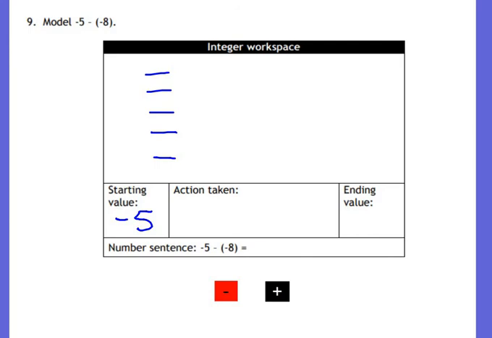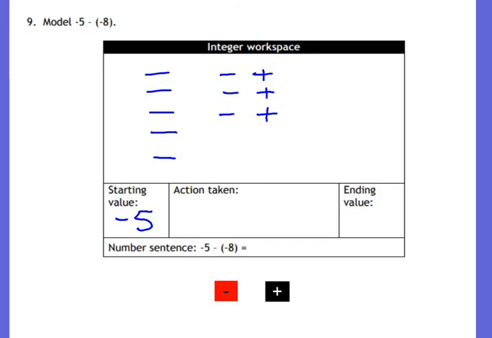Do I have 8 negative chips to take away? No. So I have to get creative and keep the same answer of negative 5 here. So how many 0 pairs should I add? 3. And what told you 3? 8 plus negative 5 equals 3. Have I changed this answer from a negative 5? It still says negative 5 because essentially these 0 pairs are 0.